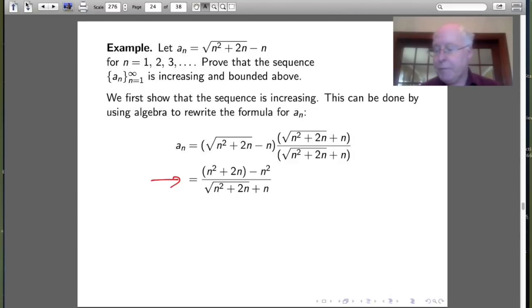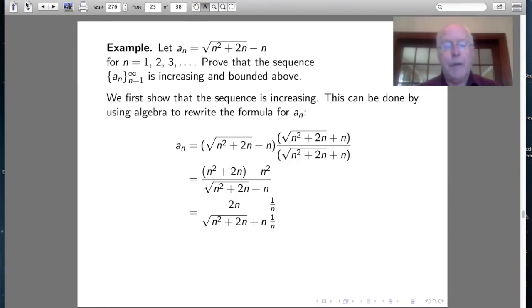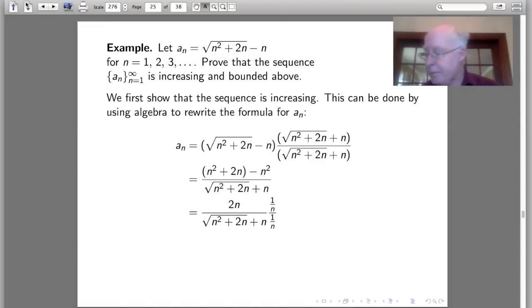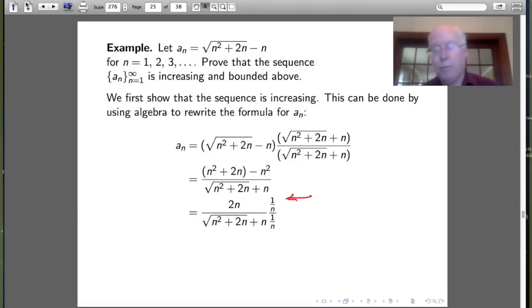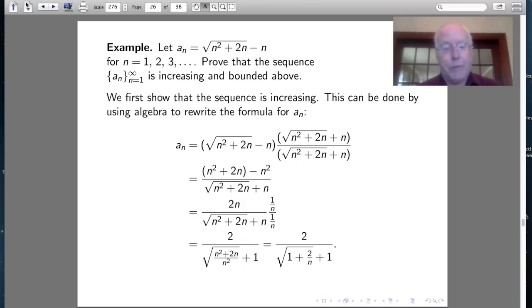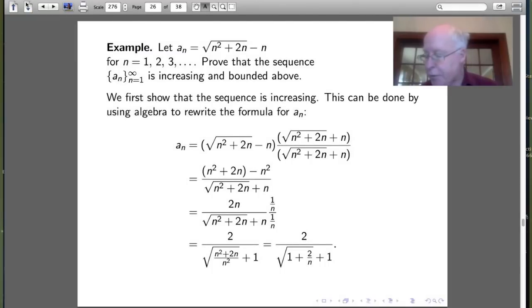Next, a little algebra. The n squareds cancel in the numerator, and we multiply top and bottom by 1 over n, as we did here, thinking of 1 over n as, in a sense, the largest power of n that appears in this expression. The n squared appears under a square root, so we think of that roughly as n. And a little algebra again. We multiply the 1 over n into each numerator and denominator, and we find 2 in the top.